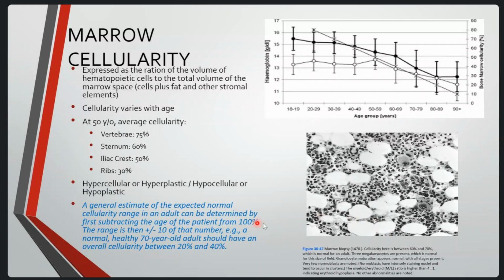We usually use this formula to estimate the cellularity of a bone marrow. For example, in an adult, this can be determined by first subtracting the age of the patient from 100, and then the range is plus or minus 10 of that number. For example, a 70-year-old patient: 100 minus 70, the normal cellularity should be 30, right? Plus minus 10, so it is 20 to 40%.